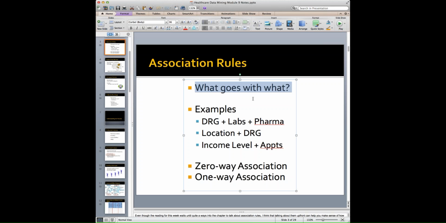And when you're looking at what goes with what, in this instance I give you one of the items, which is a diagnosis. So you can use a DRG, or you can use ICD-9 or ICD-10 codes, things like that. And what you're looking at is what else do we know about people that have that particular diagnosis? Do they have certain labs and then certain prescriptions that go with that? Is it people from a certain location?